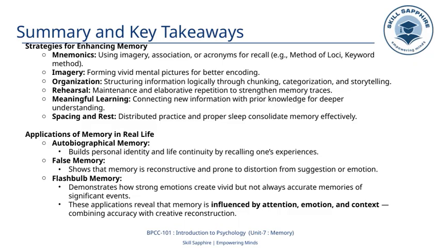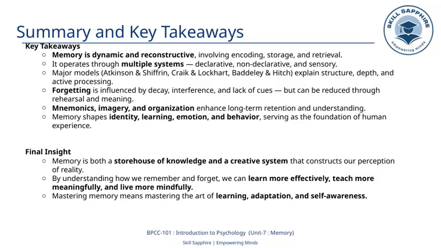Then there are flashbulb memories, those vivid, emotionally charged memories of significant events. They seem crystal clear, but they're not always completely accurate. These examples demonstrate that memory is influenced by attention, emotion, and context. Ultimately, our memories are a blend of accuracy and creative reconstruction, which is a fascinating aspect of how our minds work. Let's wrap up with some key takeaways about memory.